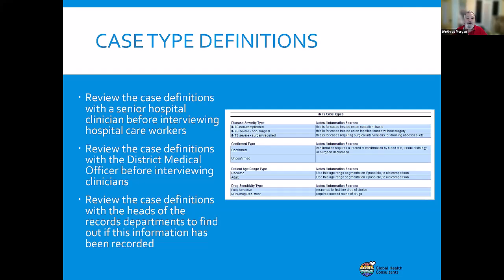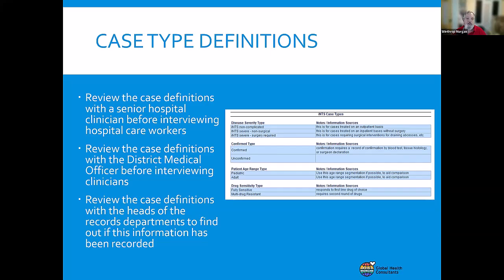One of the things I think you're going to find, and I'm going to talk about this briefly later, is that when you start looking at the number of cases that were recorded, at least in Ghana and Ethiopia, we're talking about fewer than 10 cases.